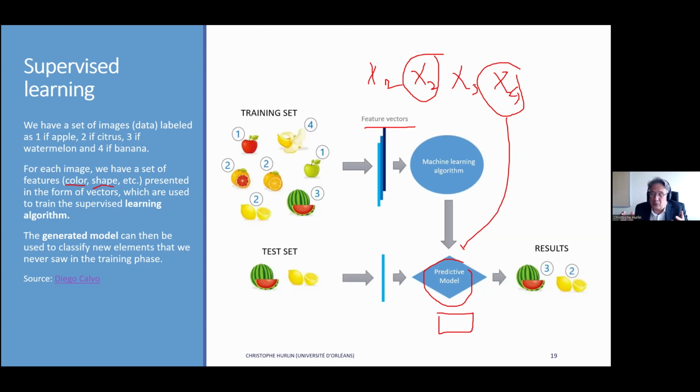And this is what we sometimes call a black box model, in the sense that I don't have any idea of how the model here works. Yes, Fatime?